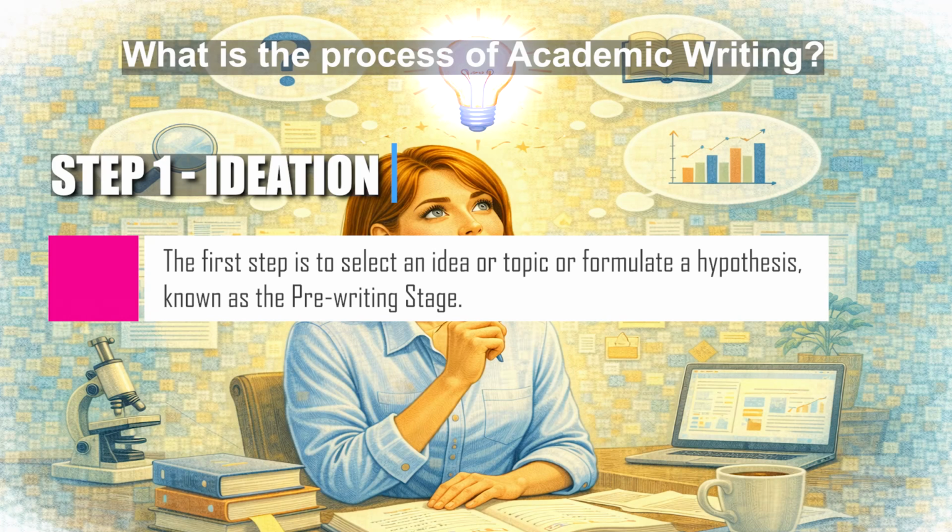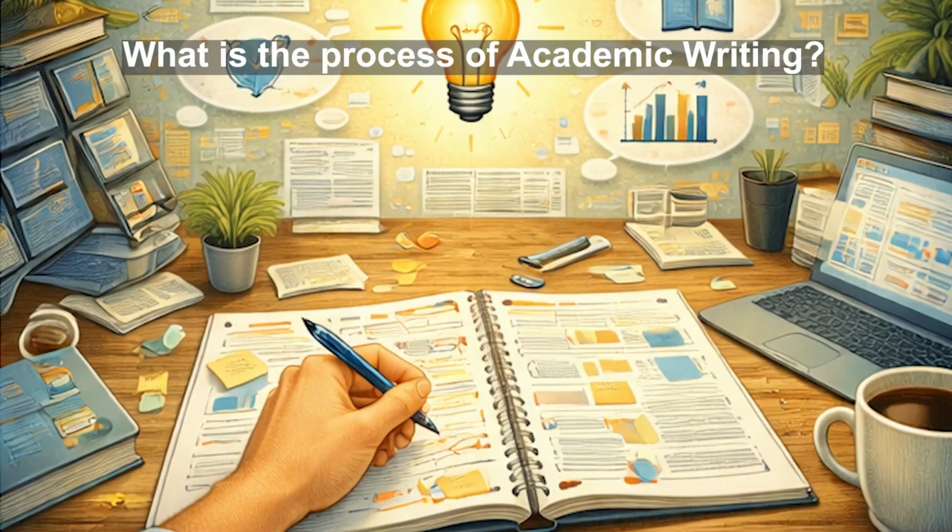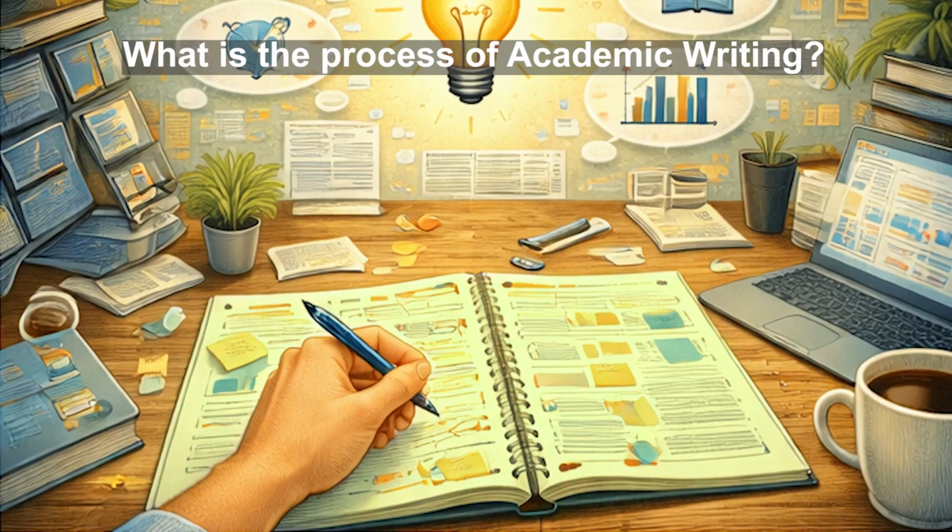What is the process of academic writing? Now we come to this. The first process of academic writing is ideation. The first step is to select an idea or topic or formulate a hypothesis, and this is the pre-writing stage. It can be on the weather in a particular region or on the health standards of a part of the globe or the poetic style of Shelley. For scientific research, academic writing might begin with a hypothesis and the idea for an experiment you wish to conduct to test the hypothesis.